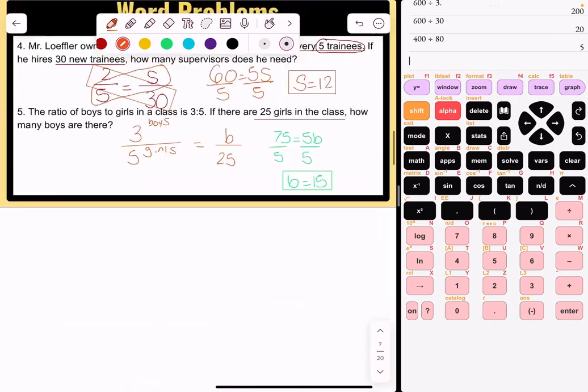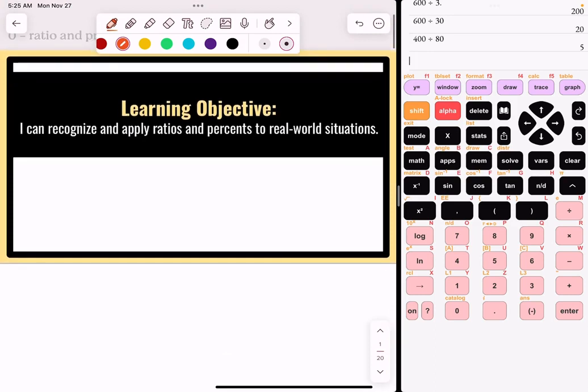And that wraps up our lesson on recognizing and applying ratios and percents to real-world situations.